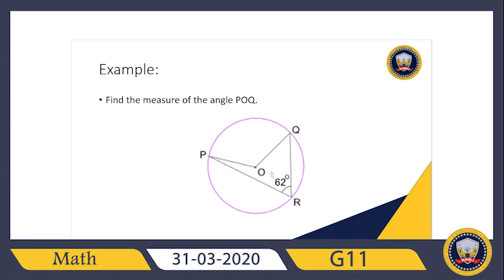So immediately I can say that this angle is 2 multiplied by this inscribed angle. So 62 multiplied by 2. So this angle would be 124. This is how we find the central angle or the inscribed angle opposite to the same arc.